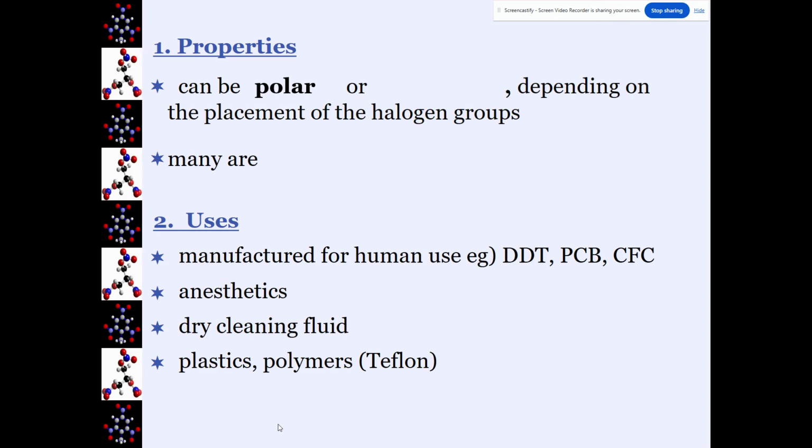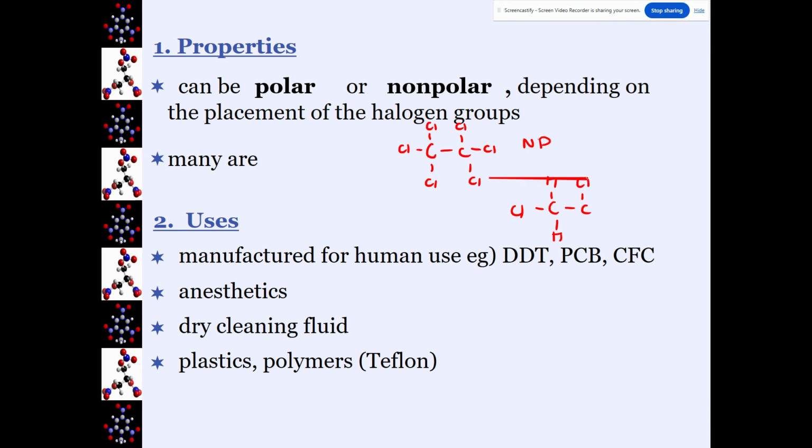Some of their properties, polar or nonpolar, depending on the halogen groups. So again, your terminal atoms. If all terminal atoms are the same, so let's say we have all chlorines around my carbon, that would be nonpolar. Okay, but if you have a couple hydrogens and a couple chlorines, okay, it's either all or none.